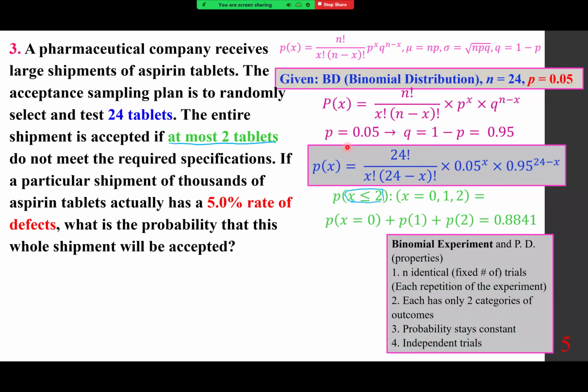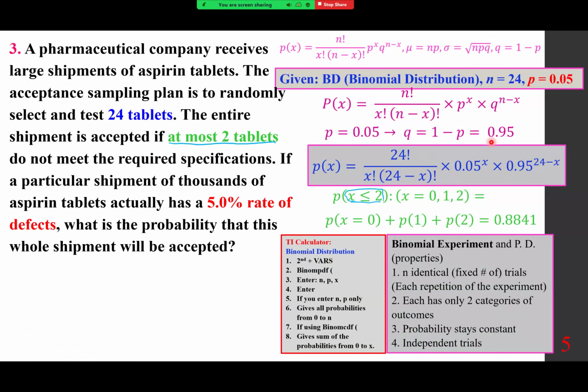However, if you understand the concept, you can use the calculator as follows. For example, if you want to use a TI calculator, second variables, binomial PDF, if you enter n, p, x and enter, it gives you the probability for each case. You replace the x with 0, 1, 2, and so forth. And if you just don't write x, it gives you all the probabilities from 0 to n. Instead of a PDF, if you use CDF, cumulative distribution, it adds up all those probabilities. How does it add up? From 0 to this number that you put, x.